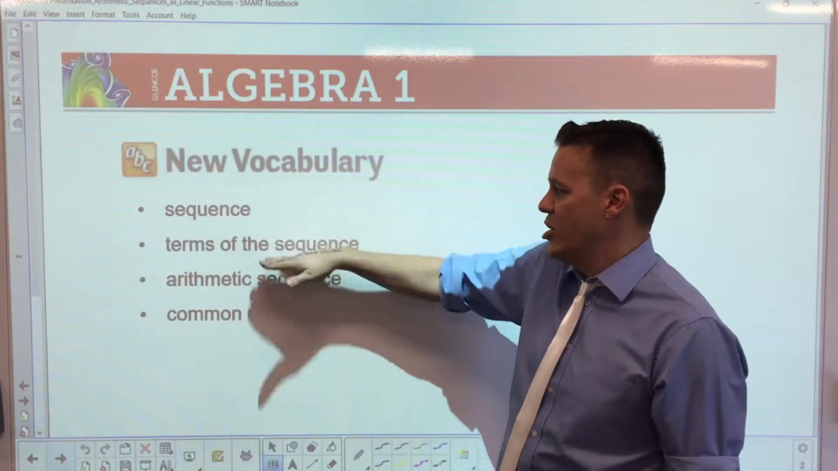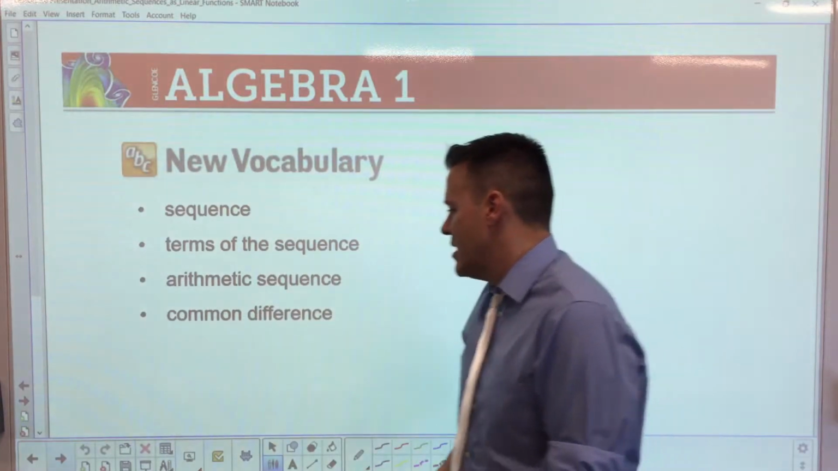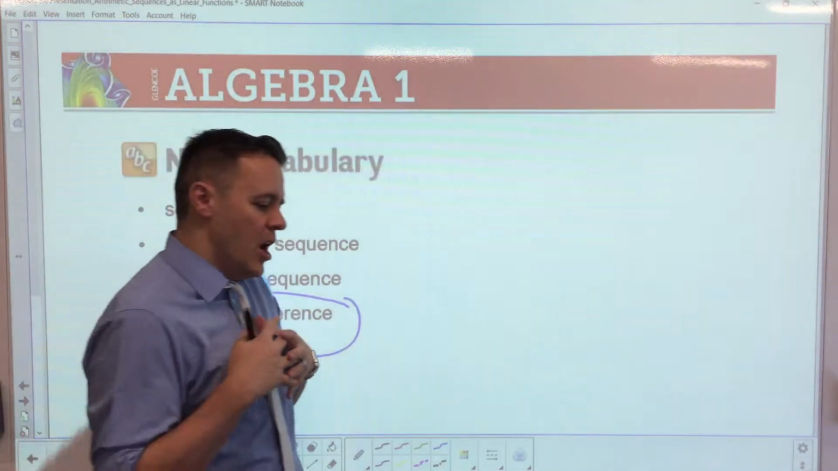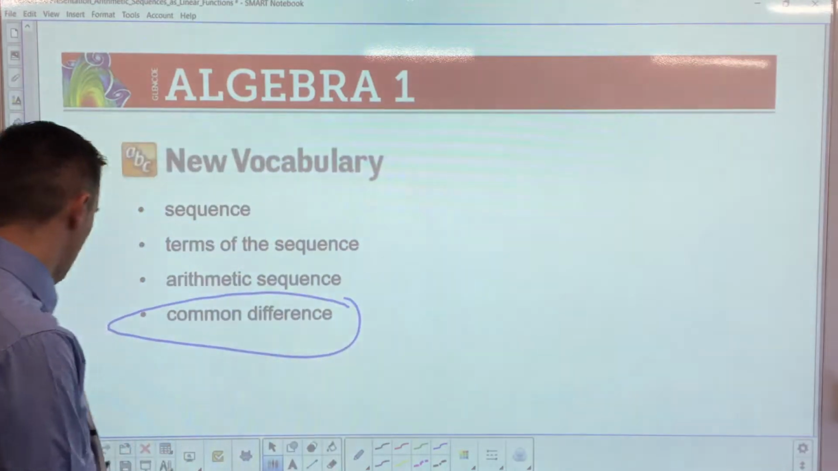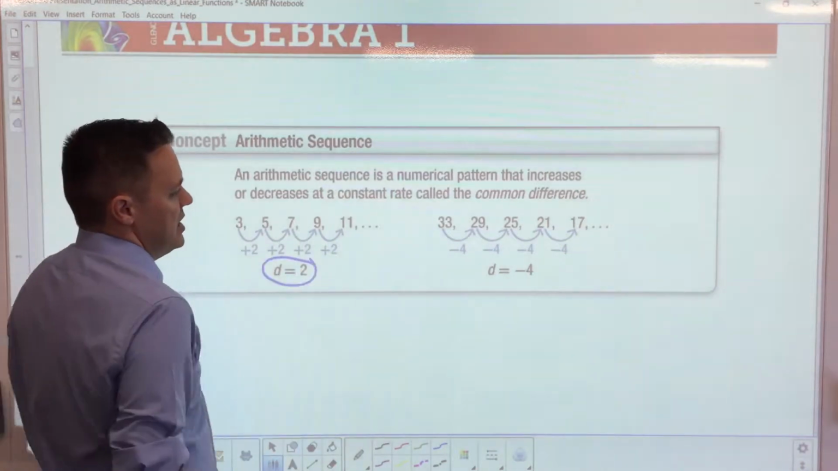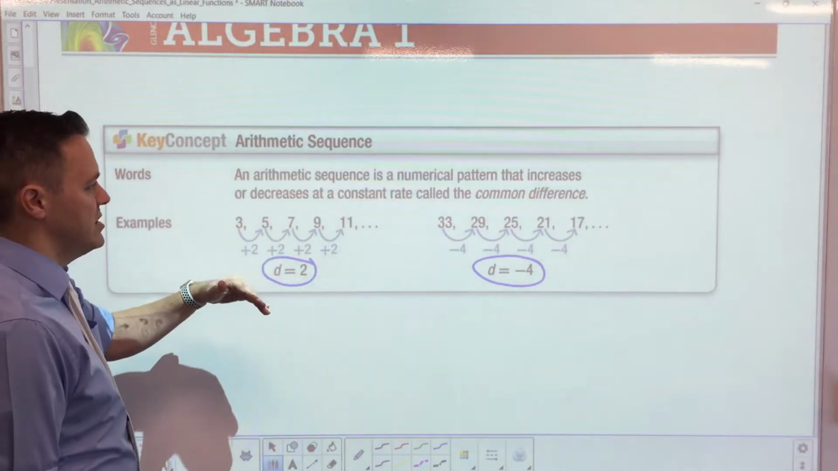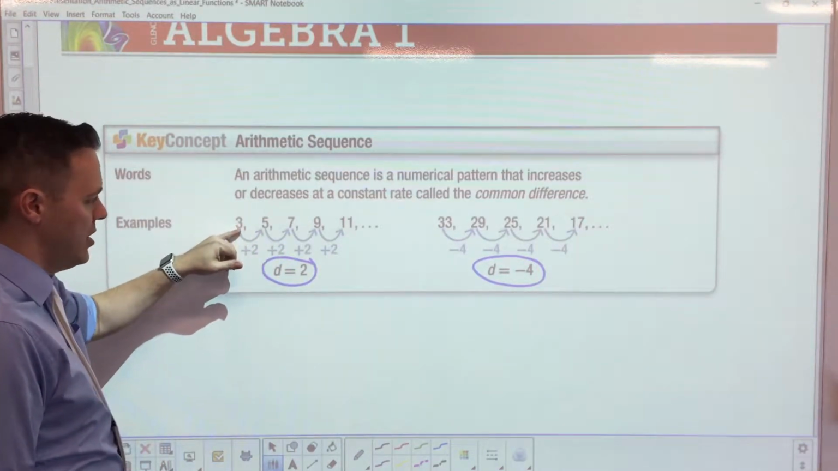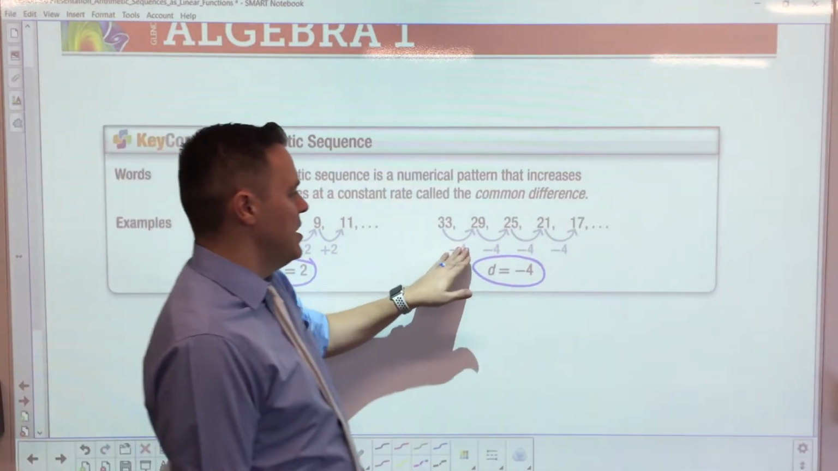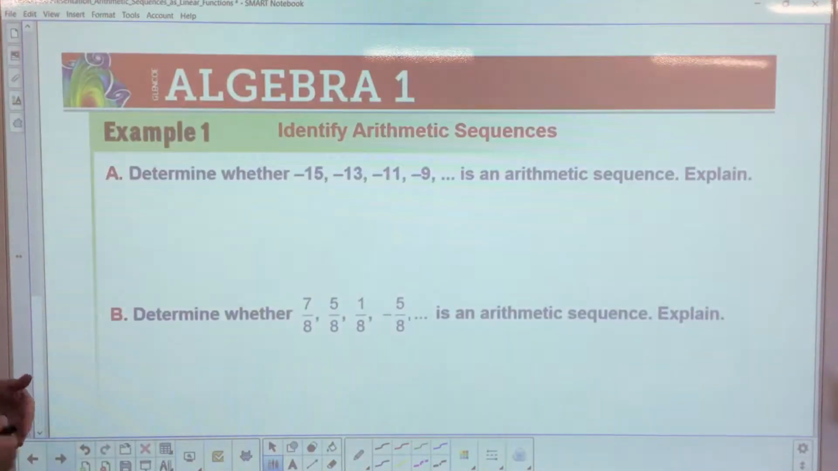Vocabulary: sequence, terms, arithmetic, or I like to call it arithmetic sequence, and common difference. Common difference is a huge one for us in this example, okay? It's going to be about understanding and writing an equation like we did earlier with y equals mx plus b. So here's the big thing about an arithmetic sequence: it's the constant change in rate, okay? It's constantly increasing or decreasing from the first term. So this is a1, the first number in the sequence, to the second, third, fourth, fifth, plus 2 every time. This one is going down, minus 4 every time, so that's why d equals. So on our notes, we want to make sure we do that.